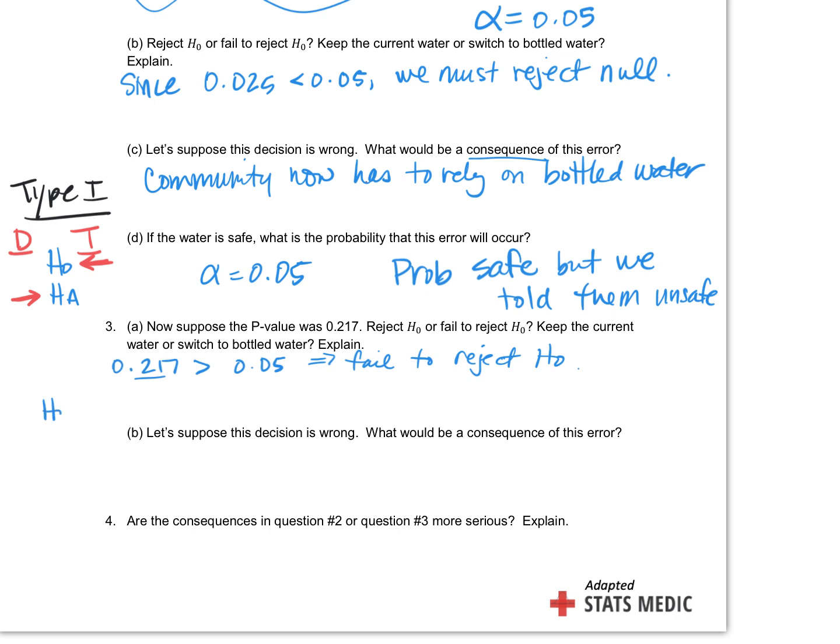All right, so in this case, decision, true. In this case, we failed to reject it, which means we landed at the null being our truth. So B says, well, what if this is wrong? What if the real truth was that the water was really toxic, but we told the community it was fine? People are going to get really sick, right?